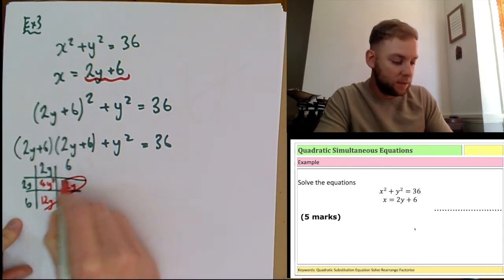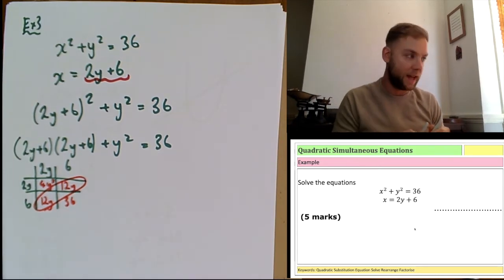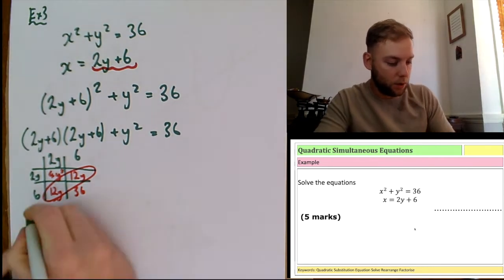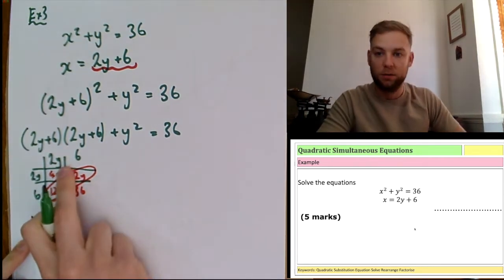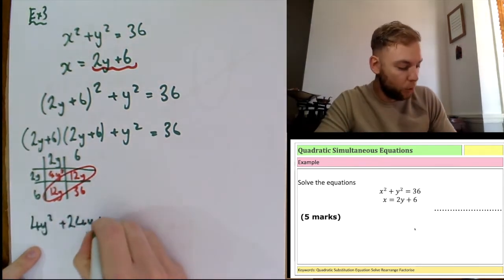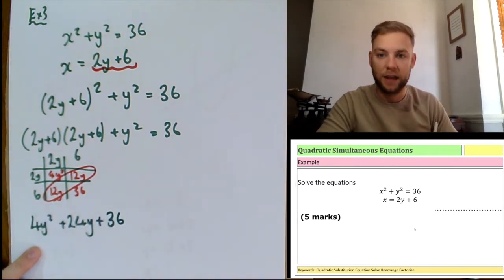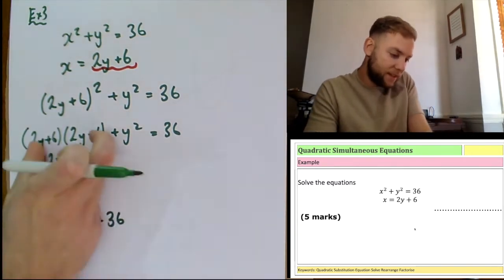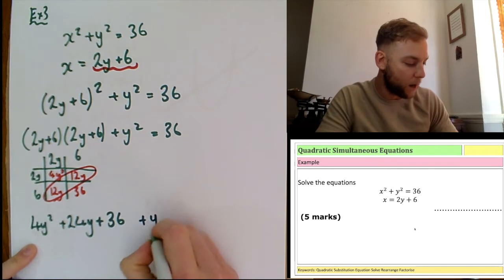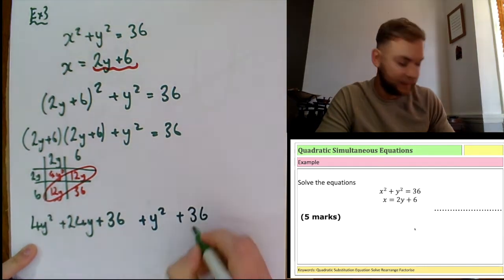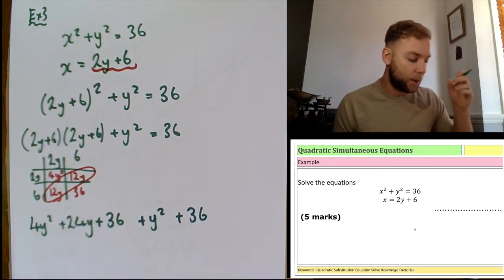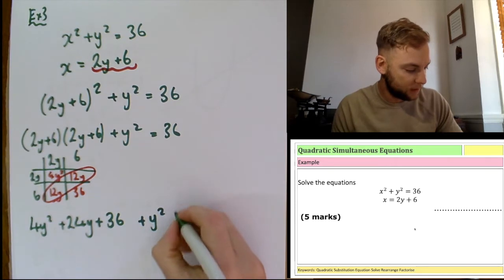We can bring these ones together here. So I end up with 4y squared, which is this top one, 12y plus 12y is equal to 24y, plus 36. And that's all of these two brackets here. I've just expanded those brackets. So now I need to add the rest of this, which is plus y squared, equal to 36.